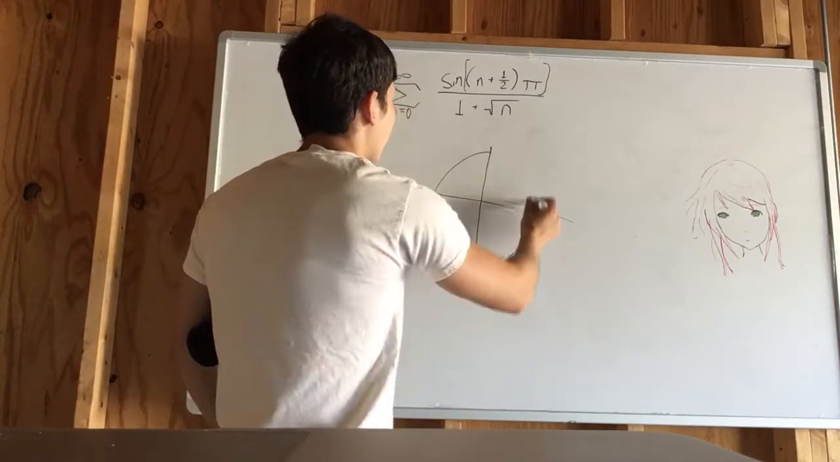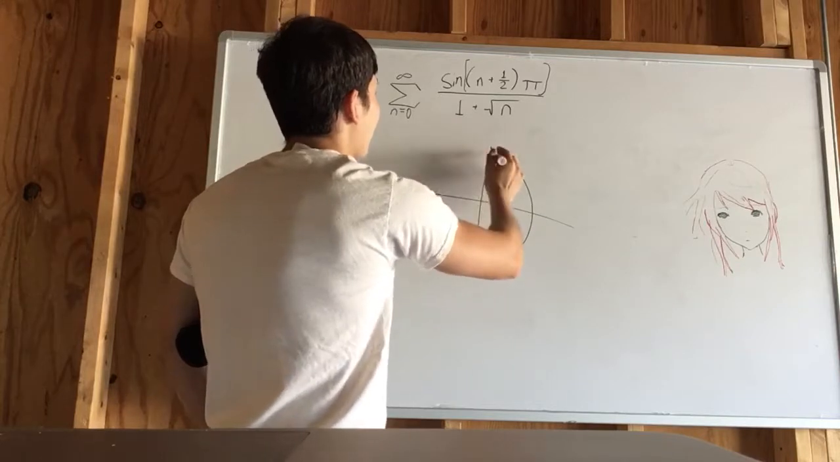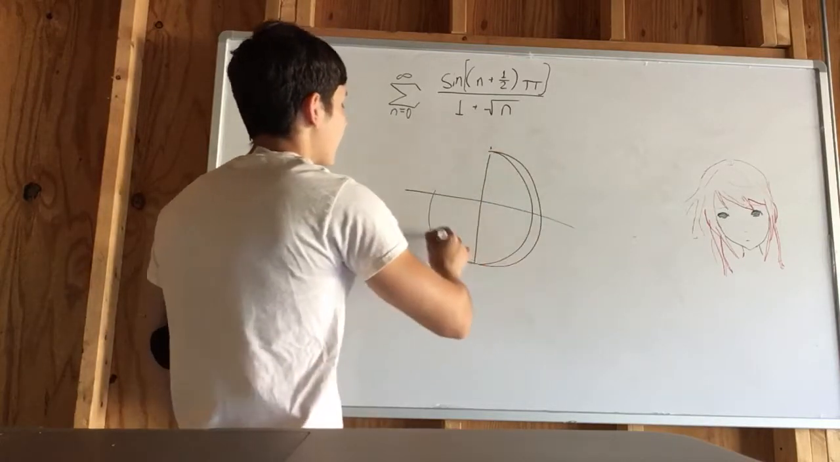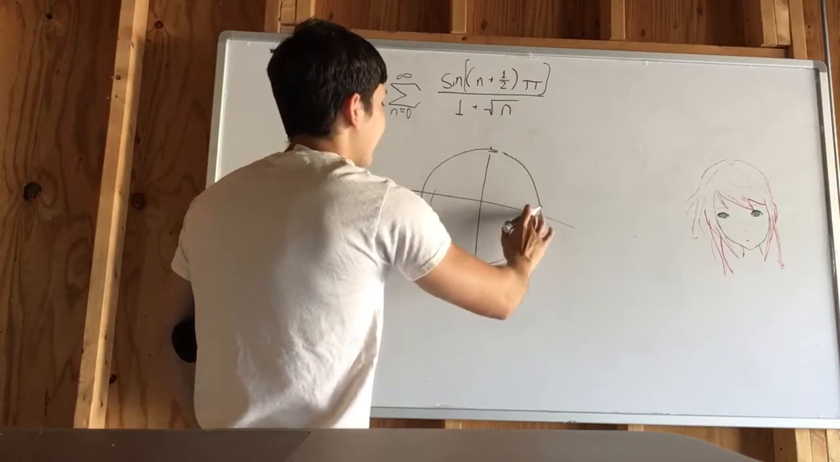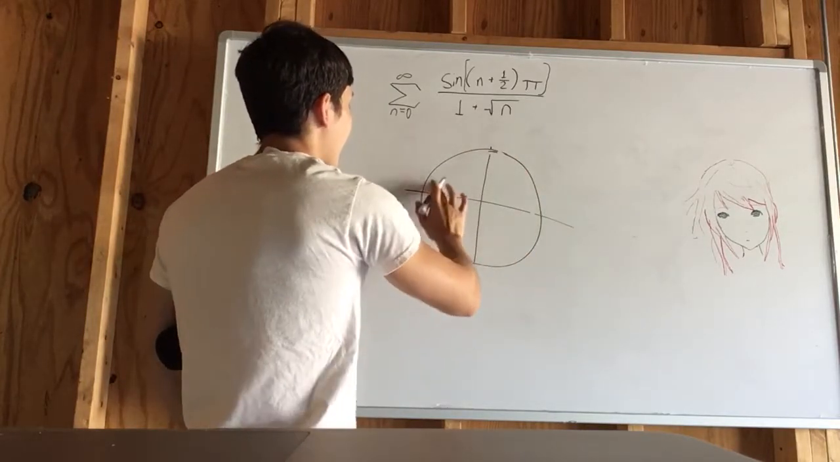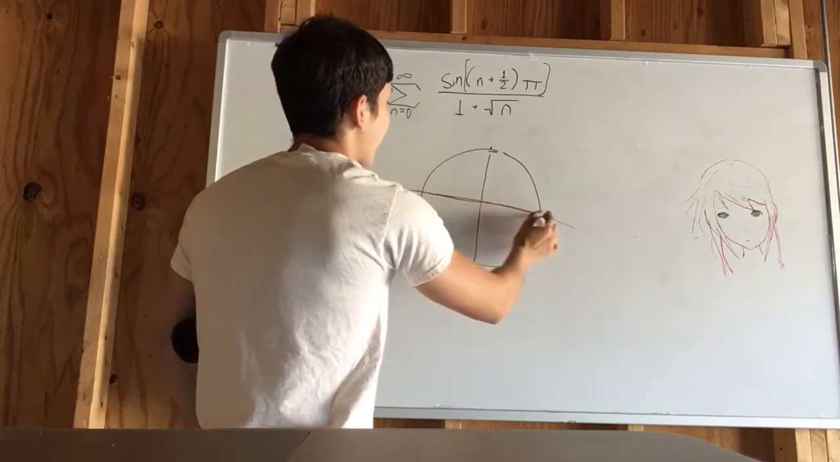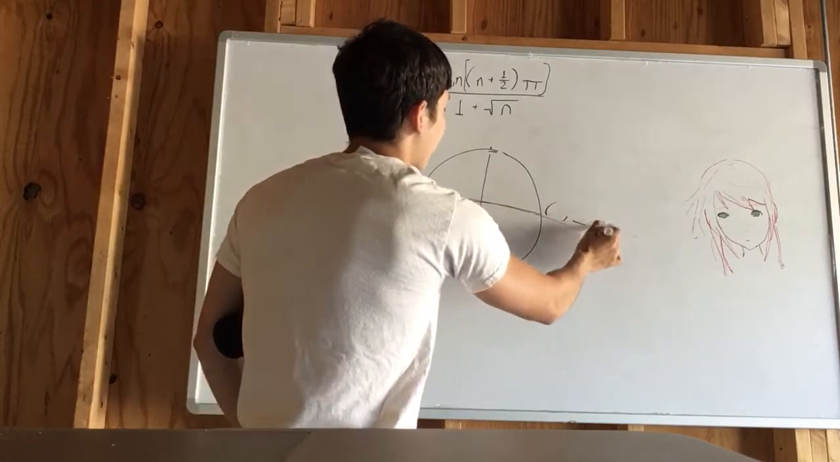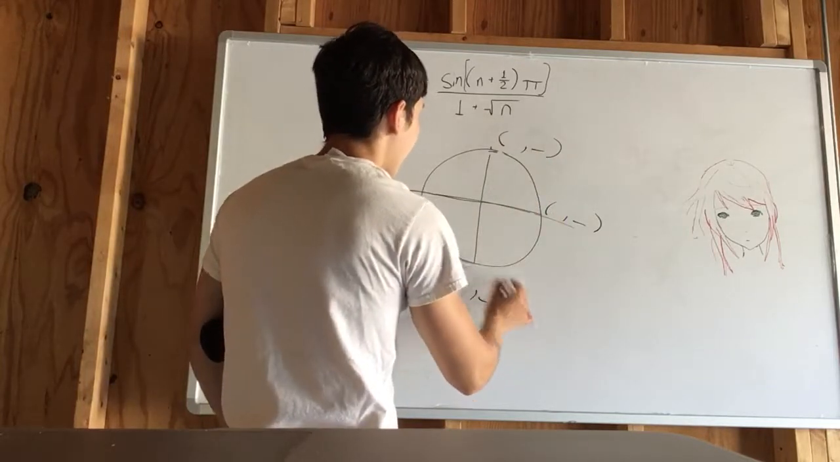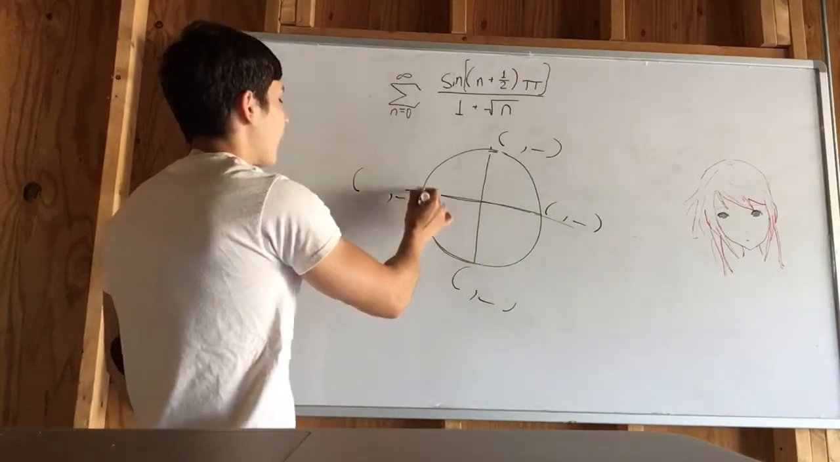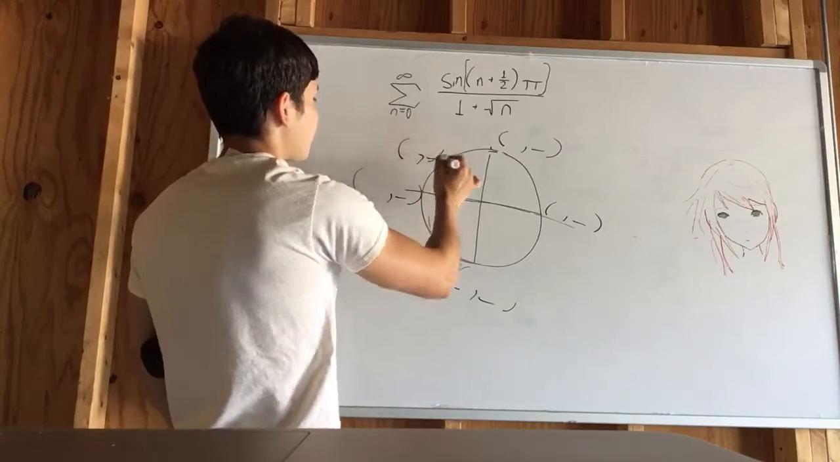So we have a circle, right? That's a really bad excuse for a circle. So we have a circle, and sine is the y value. Sine is a y value. So sine would be right there, and right there, and right there, and so on, all around the unit circle.